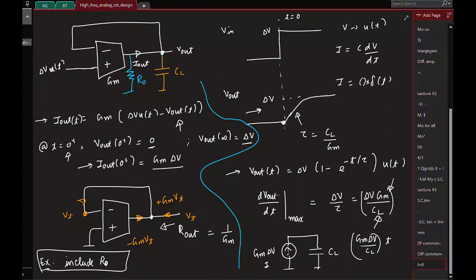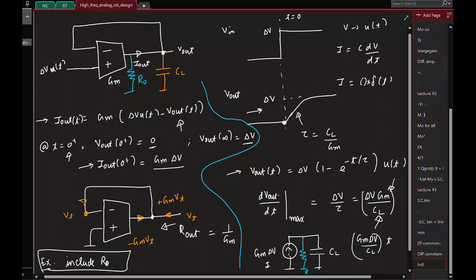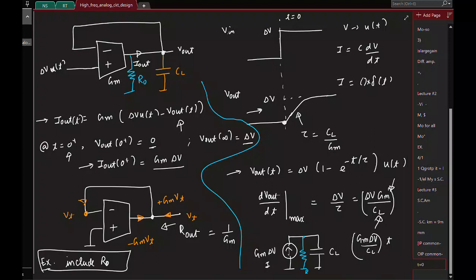So at t equal to 0 plus, you will have an extra R0 here. Now this current has two paths to flow. It can either flow through R0 or CL. At t equal to 0 plus, the capacitor acts like a short. All the current will obviously flow through CL. So the slope is not going to change. Irrespective of whether you have this intrinsic output resistance or not, the maximum slope is still Gm delta V by CL.